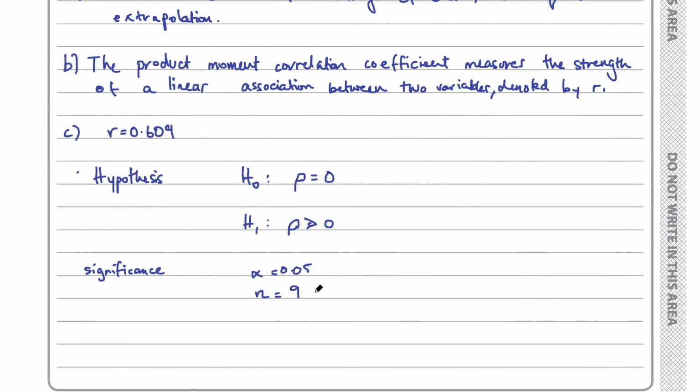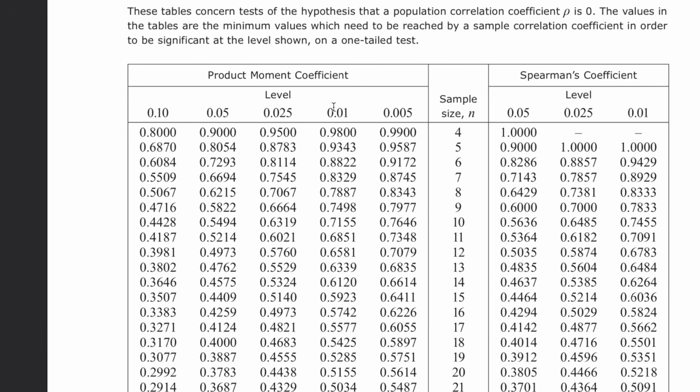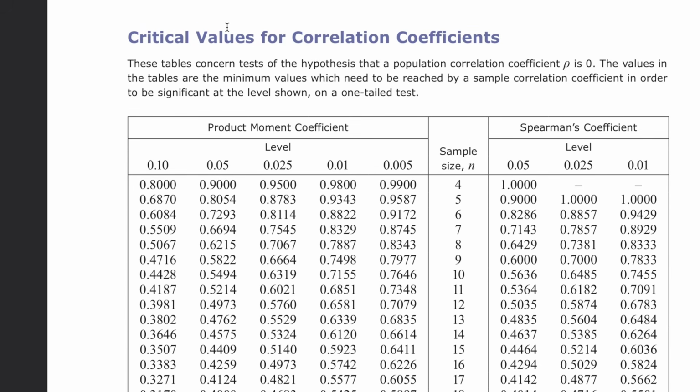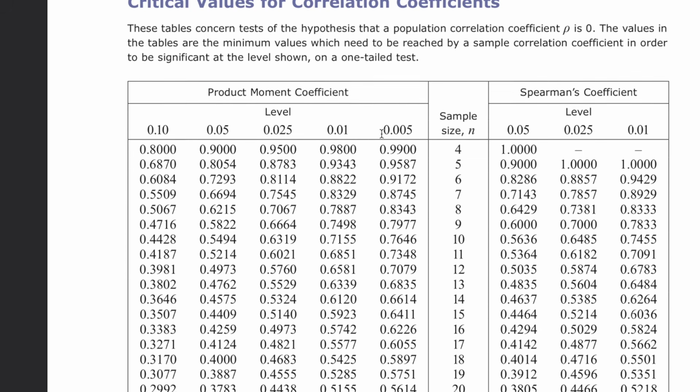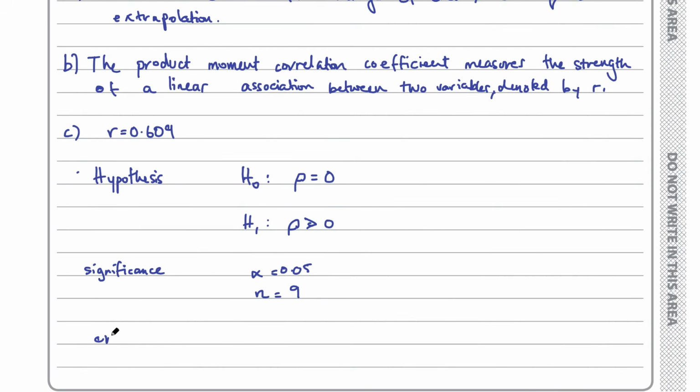Okay, so now we can look up the critical value for a sample size of 9 and alpha of 5%. So you'll get these tables. You'll have access to these in the exams. Hopefully you've been using these in your A-levels. So here's the product moment coefficient. This is on the critical values for correlation coefficients page. And we look at the sample size first, N, and then go across to the correct significance level. And we get a critical value of 0.5822. So we can go and write that down. So critical value equals 0.5822.